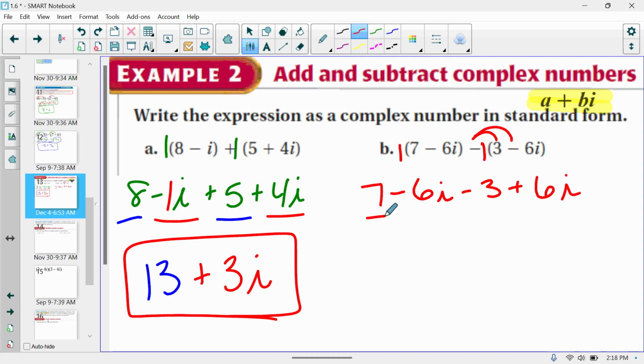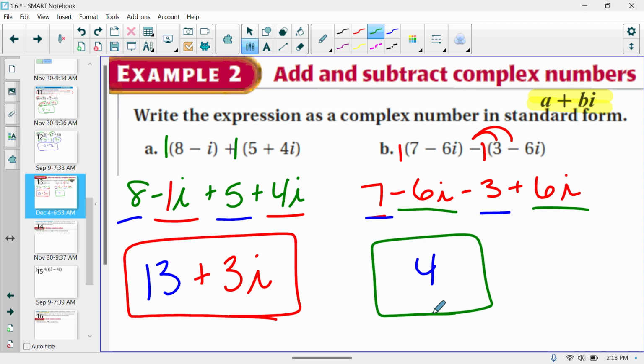Combine your real parts. 7 minus 3 is 4. And then we have -6i plus 6i. That's 0. We're not going to write plus 0i because 0 times anything is 0. Like, this answer ends up just being a real number. There is no imaginary part. Okay? Questions on that?